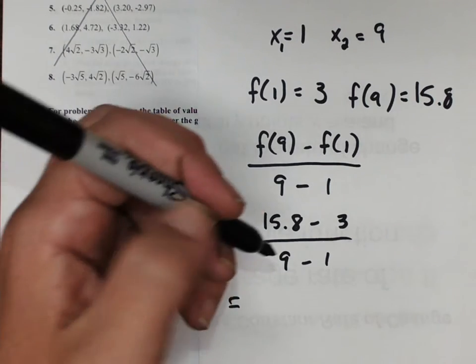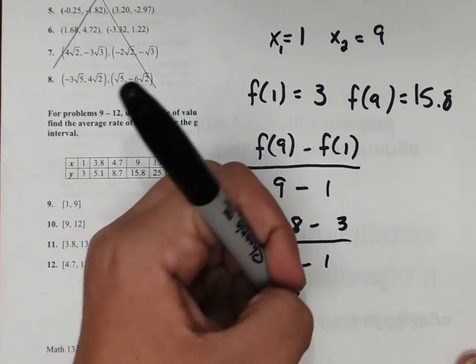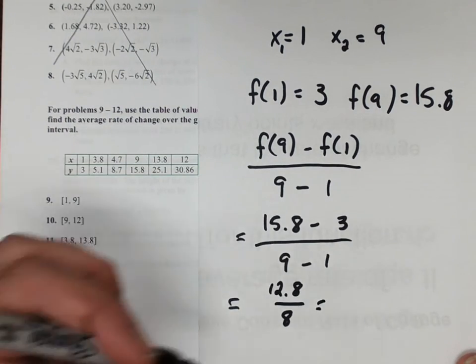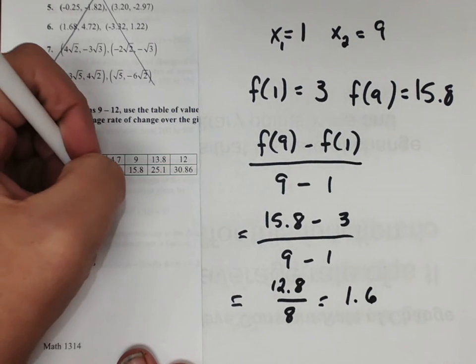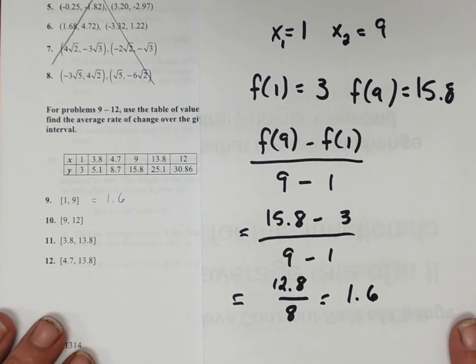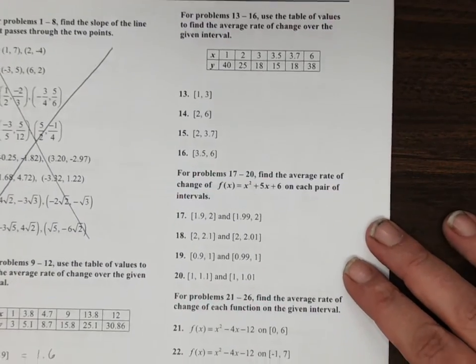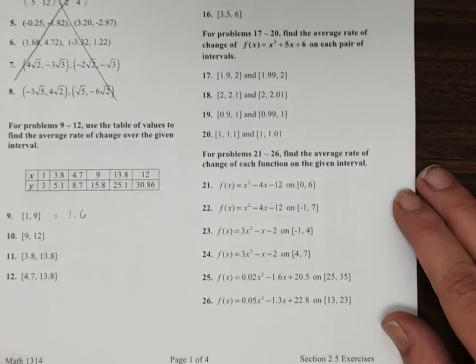15.8 minus 3 gives me 12.8. And then that is divided by 8. And when I put that in my calculator, I get 1.6 as the average rate of change. So for number 9, my solution is 1.6. And for this homework assignment, due to there being so little room on the page, I am going to ask you to please use a second piece of paper to write your solutions on.